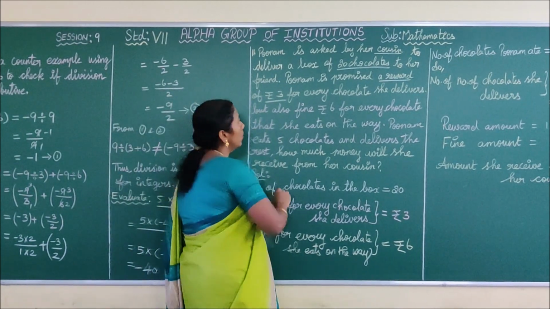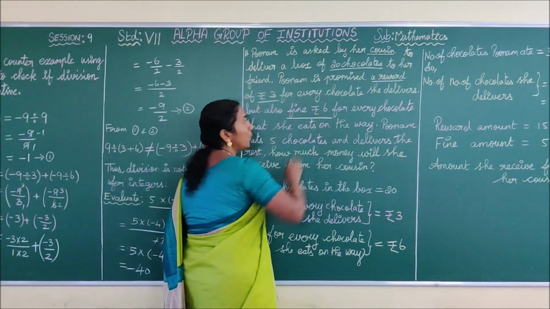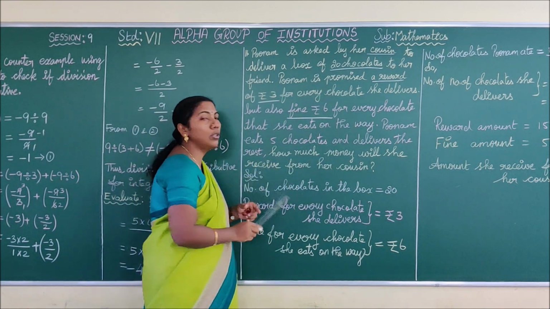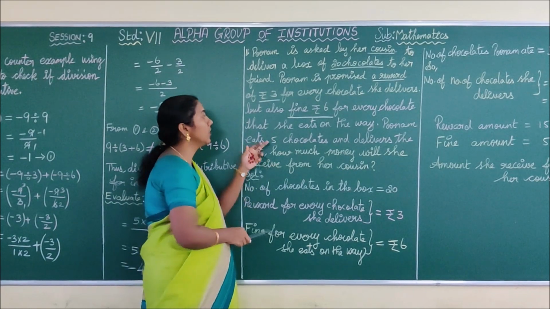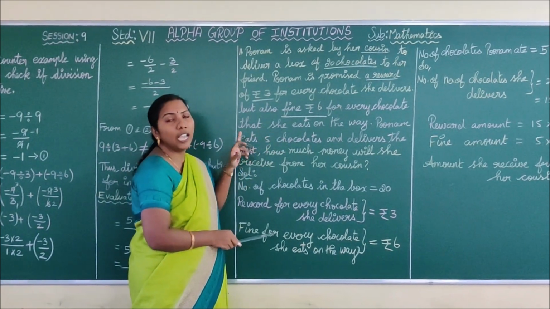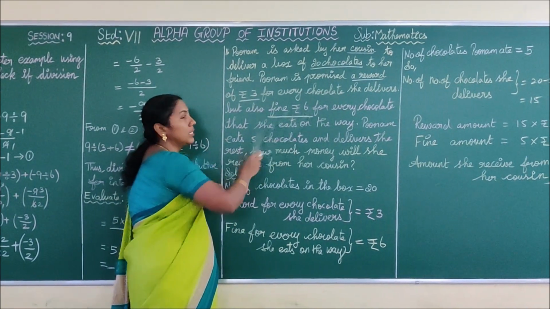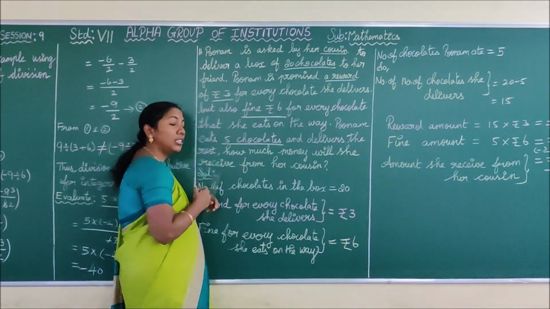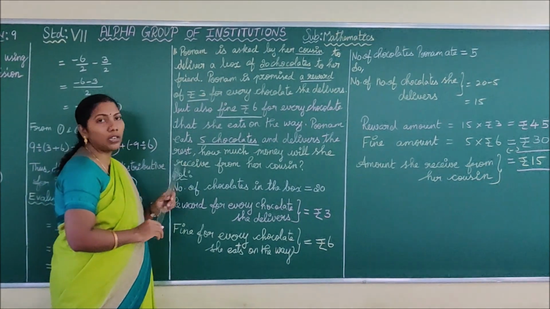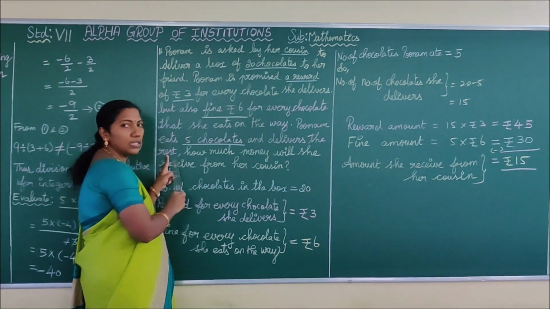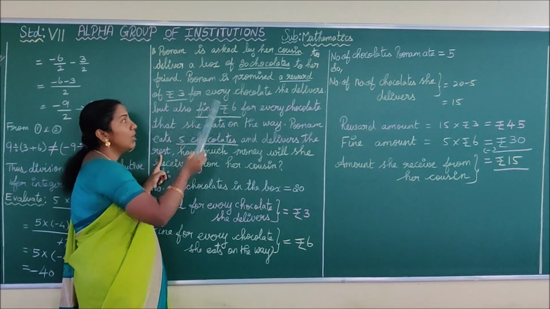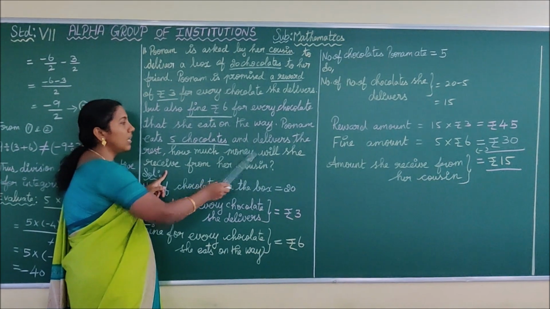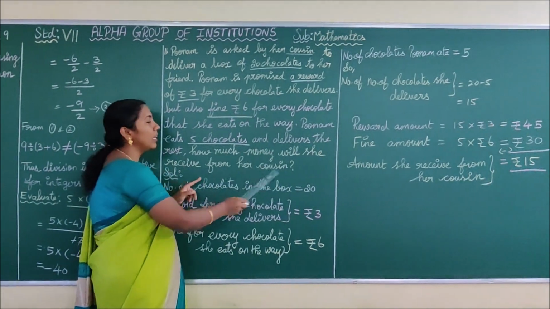Suppose she delivers the chocolates, then for each chocolate she will be rewarded rupees 3. And also she has a fine of rupees 6 for every chocolate that she eats on the way. Suppose while going to meet the friend, she eats some chocolate, for that she has to pay a fine of rupees 6 for each chocolate. Poonam eats 5 chocolates on the way and delivers the rest. Rest means the remaining chocolates she delivered to the friend of her cousin. The question is, how much money will she receive from her cousin?